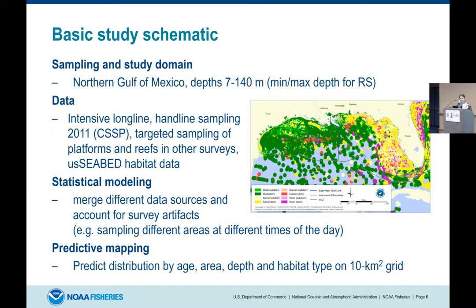Basically, it's a database on the type of substrate that exists at points all throughout the northern Gulf of Mexico. So we put together a statistical model, and the purpose of the modeling was really to merge the different data sources and account for survey artifacts. Obviously we can't survey the entire Gulf of Mexico all at the same time. So you have areas that are sampled at different times of day, slightly different months. And so when we're combining the data and looking at red snapper abundance across space, we want to account for these survey artifacts. And then with the model outputs, we did a predictive map. We predicted the distribution of red snapper by age, area, depth, and habitat type on a 10-kilometer square grid cell.